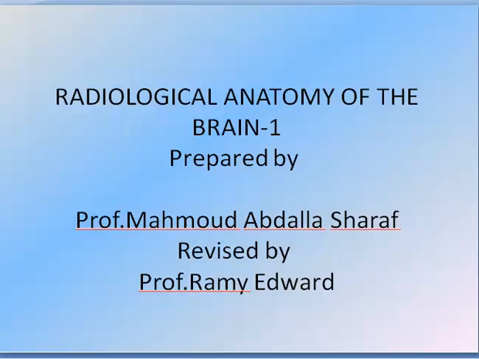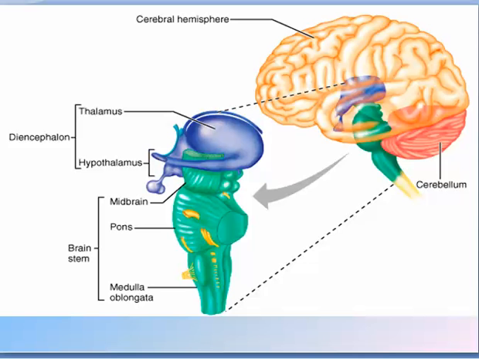You remember this appearance that we have cerebral hemispheres, cerebellar hemispheres, and we have the diencephalon, which is formed of the thalamus and hypothalamus, and tract reaching to the posterior pituitary. And we have the brain stem, which is formed of midbrain, pons, and medulla.